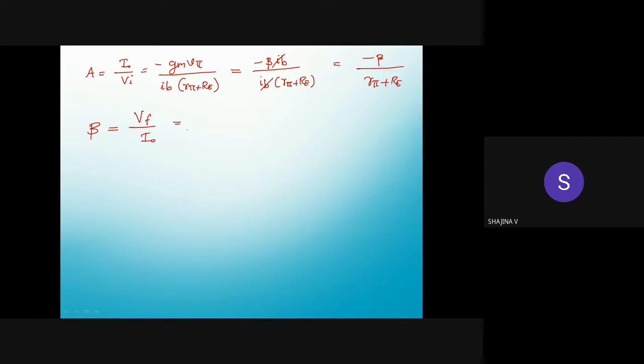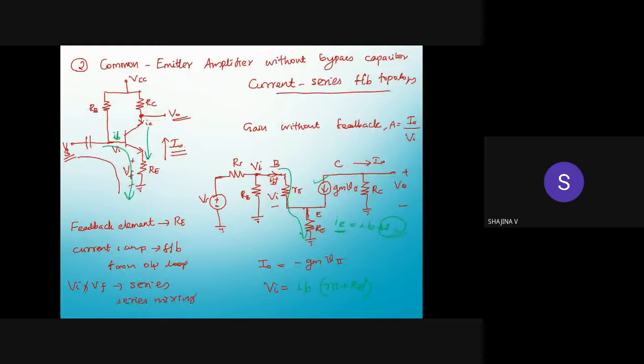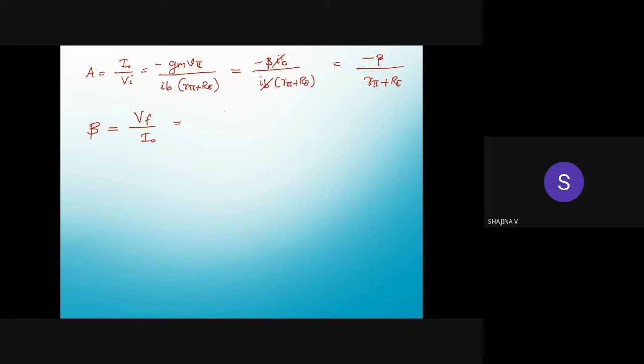So what is my VF? VF is equal to actually the voltage across this resistance, that is I0 into Re. Okay, so due to this direction, I can write it is minus I0 into Re. Beta is equal to minus I0 into Re divided by I0. So what is my beta? That is equal to minus Re.